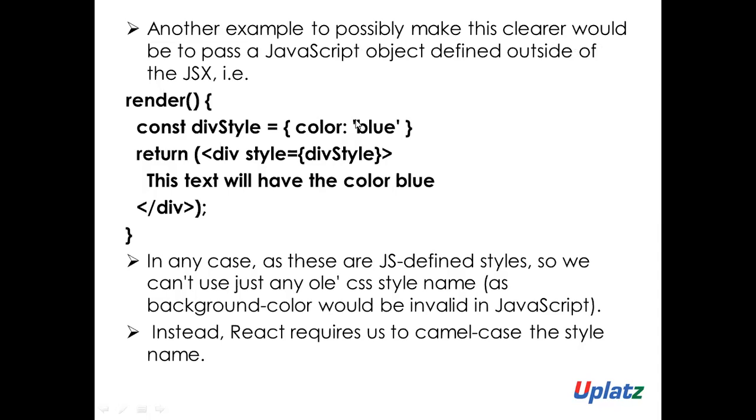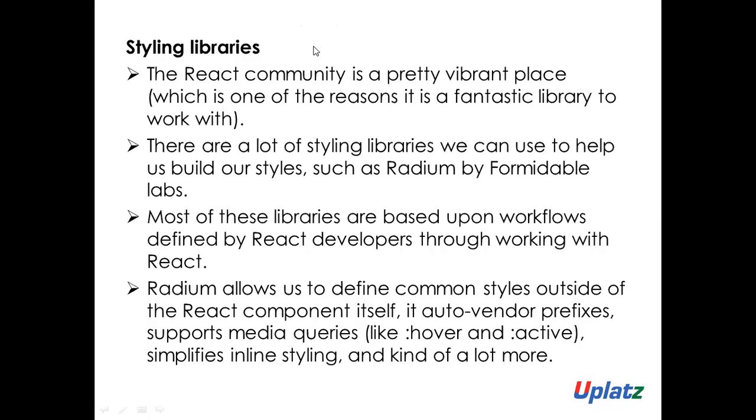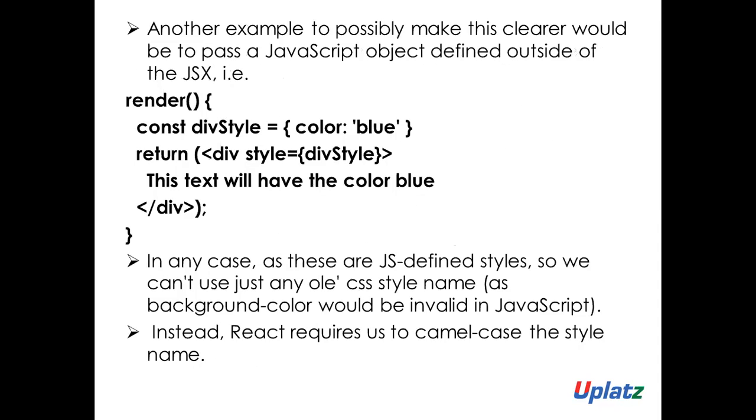Another example to make it clear: you can pass a JavaScript object defined outside JSX. Render const div style, color blue. I'm just returning div style inside that. So the text will have the color blue on the div.